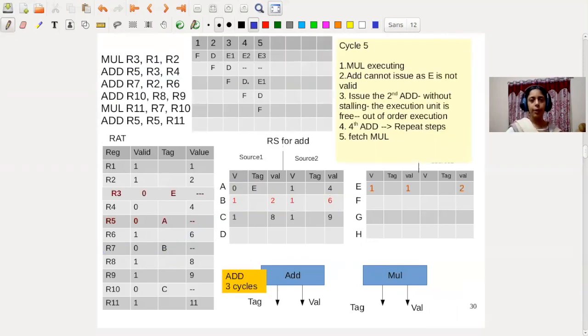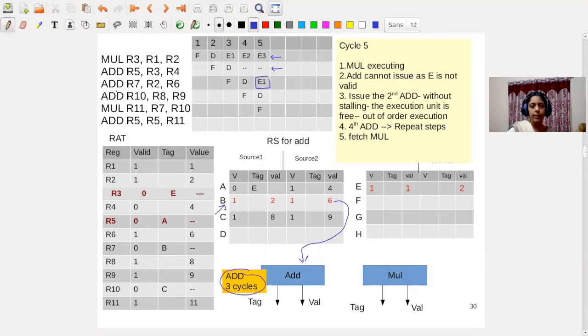Now in cycle 5, you'll see that the first mul is continuing with execution, and the second add is waiting. The third add in the meantime has gone ahead from the reservation station to the execution unit, because it doesn't have to wait for any previous instruction to finish. This is the first step where you will see the out of order execution actually happening in hardware. And like I said previously, we will not be freeing up this reservation station till the write back happens. Now add will take another 3 cycles to complete.